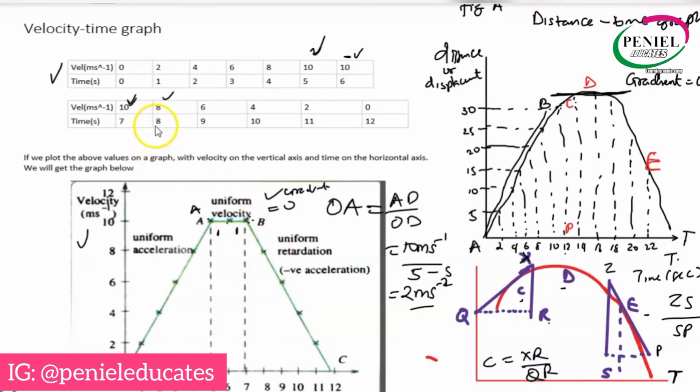We have velocity decreasing here, from 8 to 2 meters per second. The velocity is decreasing by 2 in equal amounts of time, 1 second each. Now let us look at variable acceleration.